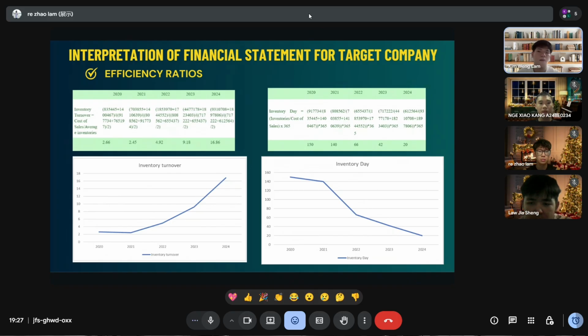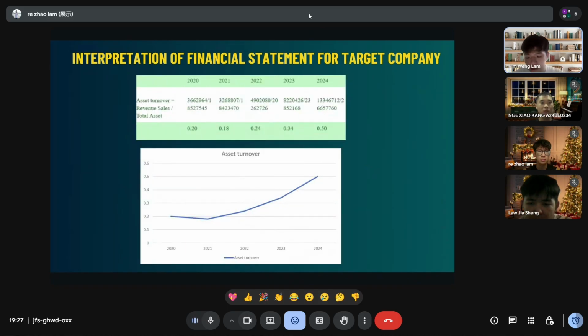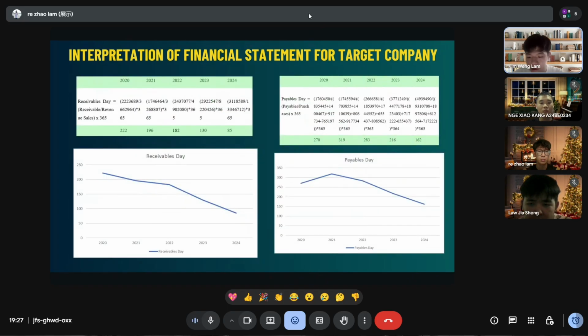In addition, asset turnover increased from 0.20 in 2020 to 0.50 in 2024, indicating improved utilization of company assets to generate revenue. The target company also improved its cash collection efficiency. Receivable days decreased from 222 days in 2020 to 85 days in 2024, showing that customers pay much faster over time. Meanwhile, payable days reduced from 270 days to 162 days, reflecting better alignment of payment practice and improved working capital management.